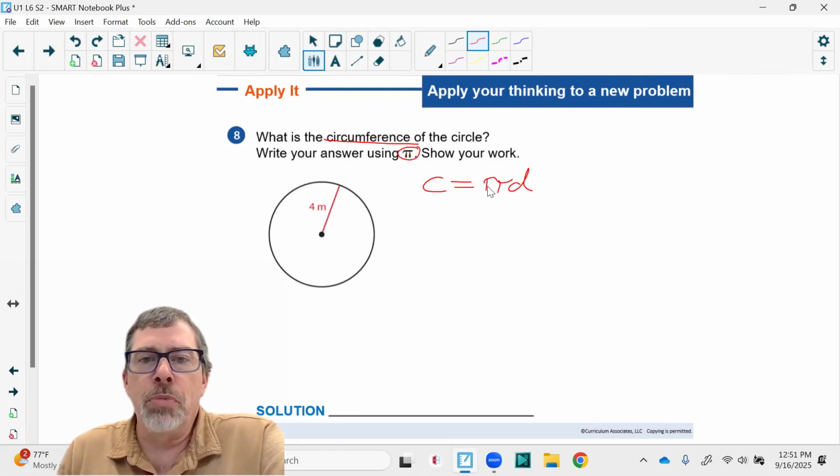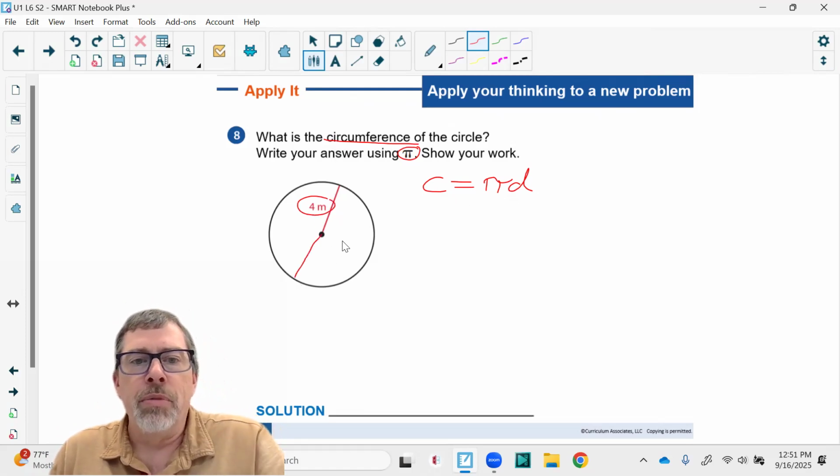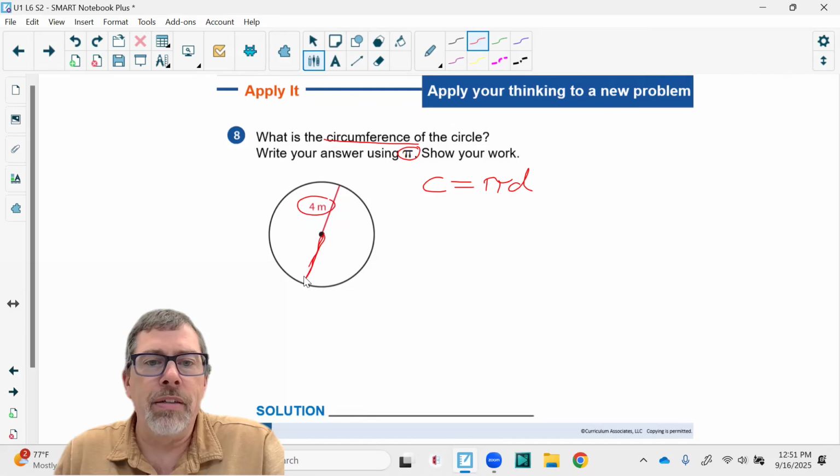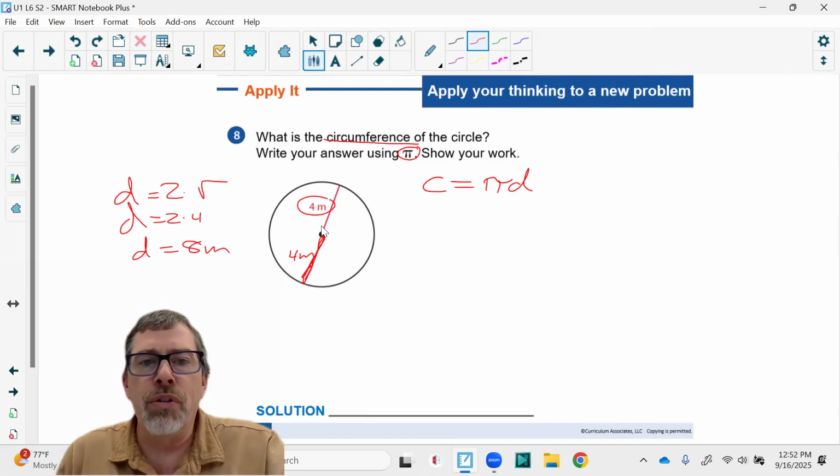So C equals pi d. There's my formula. This is a radius. So a diameter would continue to here. Okay, it's hard to draw this straight. So if that's 4 meters, this is 4 meters, so therefore the diameter d equals 2 times the radius, so the diameter is 2 times 4, so the diameter is 8 meters. So that's the first thing you have to do, is get the diameter.